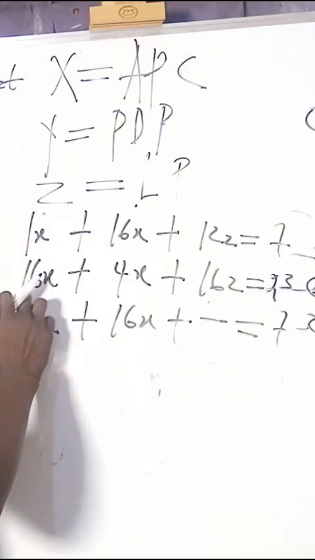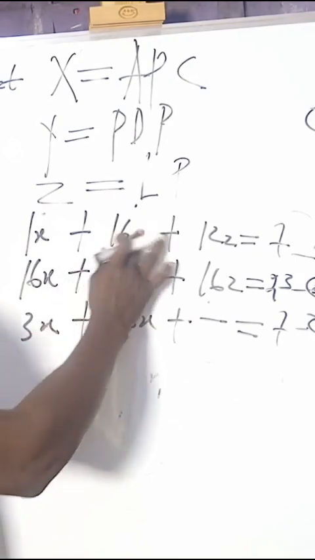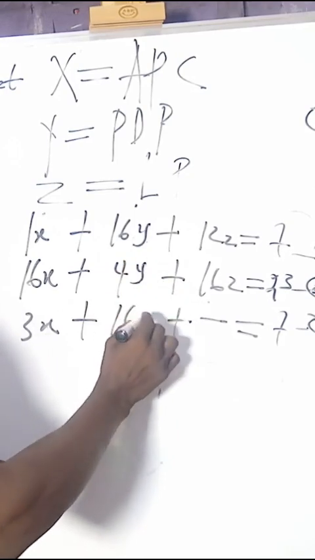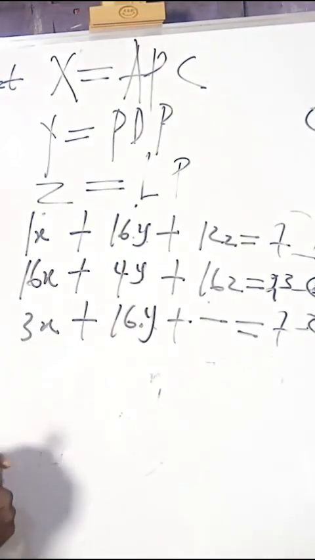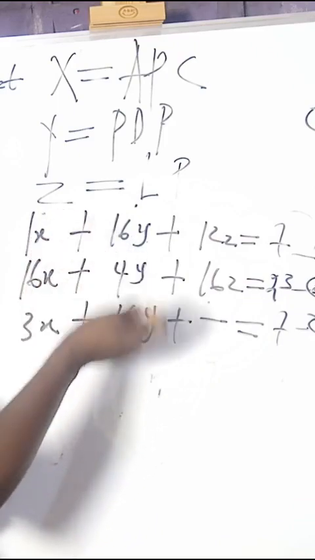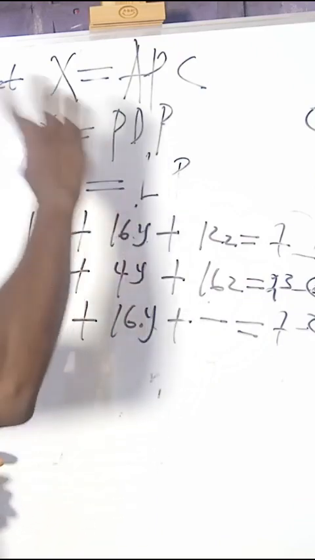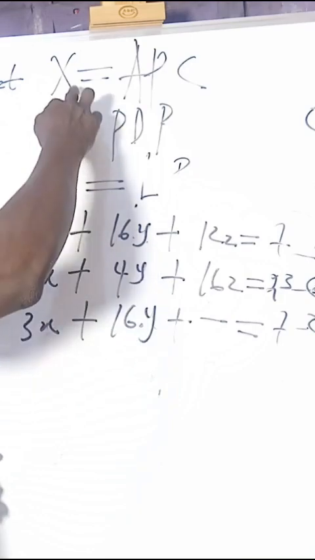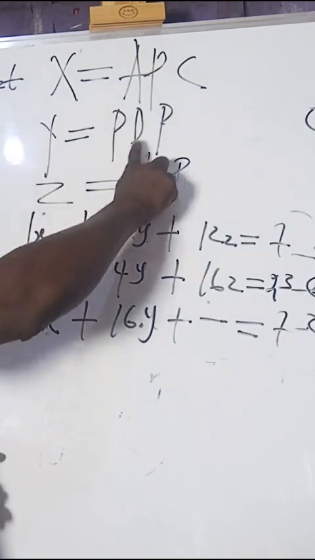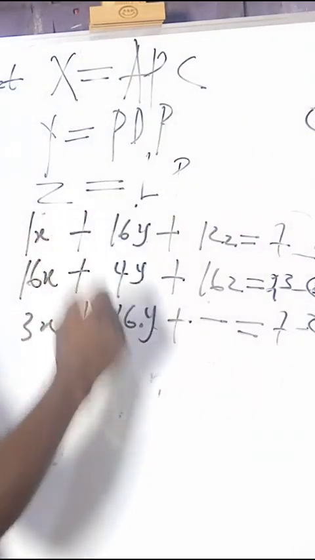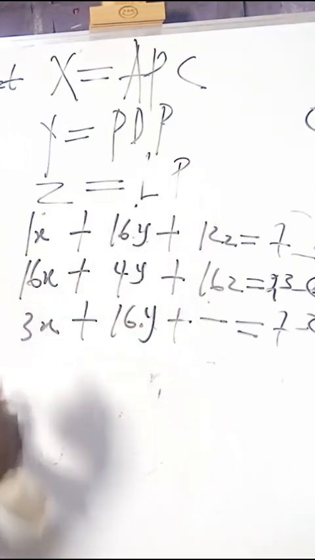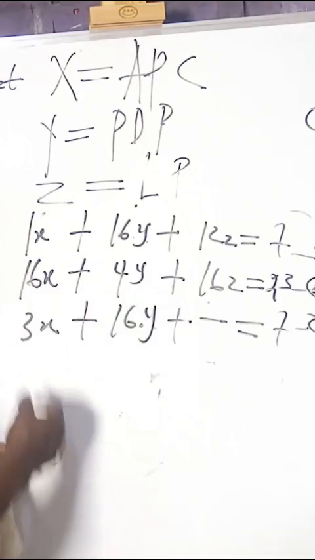This is 1x, 16x, 3x. So this ought to be 16y, 4y, and of course 16y. We're going to be solving for the values of the unknown variables x, y, and z, which represent the three political party system. X represents APC, y represents PDP, and z depicts the Labour Party system. So let's solve simultaneously to obtain these values.